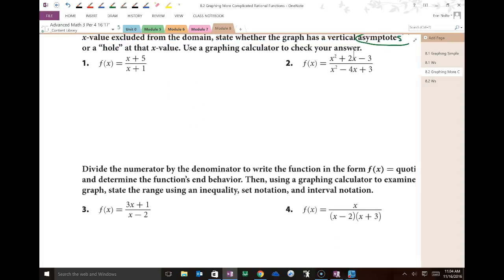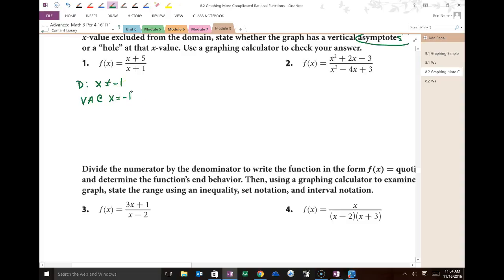All right, so question number 1. First of all, what's my domain? Where do I have a restriction? -1. So x cannot be -1. So therefore, we have a vertical asymptote at x equals -1.